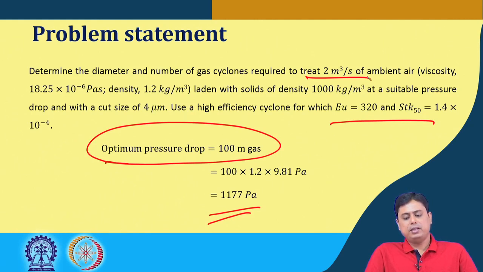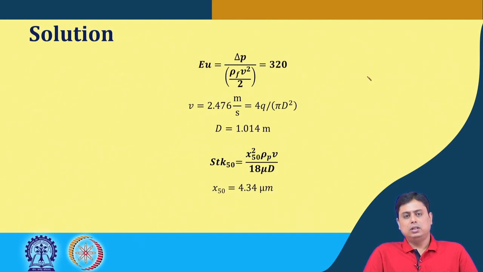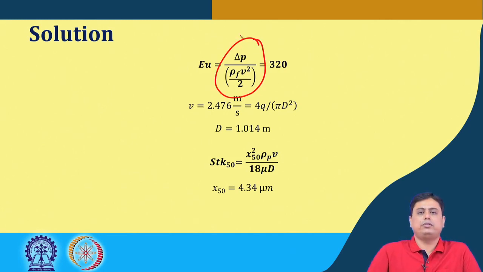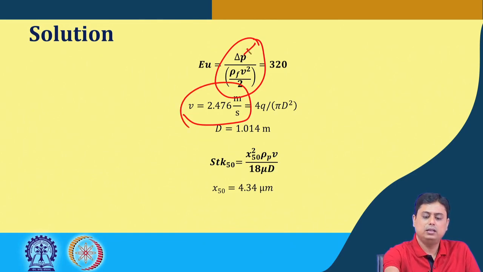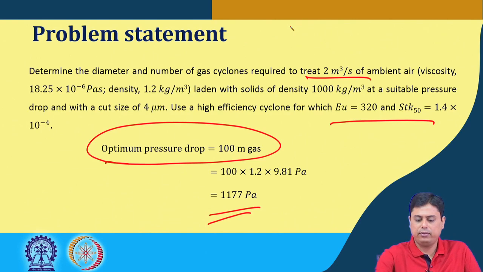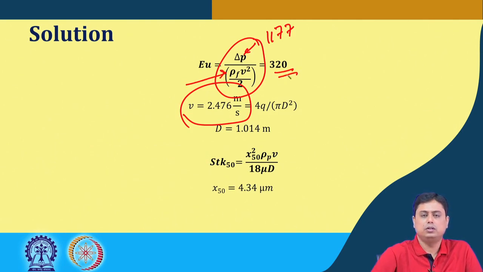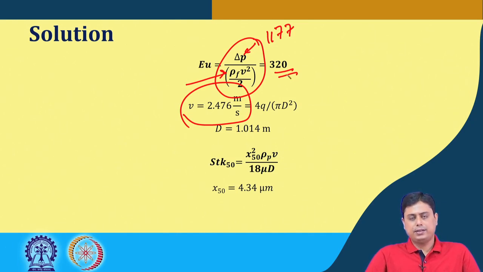Here the Euler number is mentioned. Euler number is del P by rho F V square by 2. Now, here del P is mentioned, rho F is given, and the characteristic velocity we have to calculate because the Euler number is mentioned. If I replace del P with 1177 Pascal, and rho F is 1.2 kg per meter cube, which equals 320, we get the characteristic velocity as 2.476 meter per second.